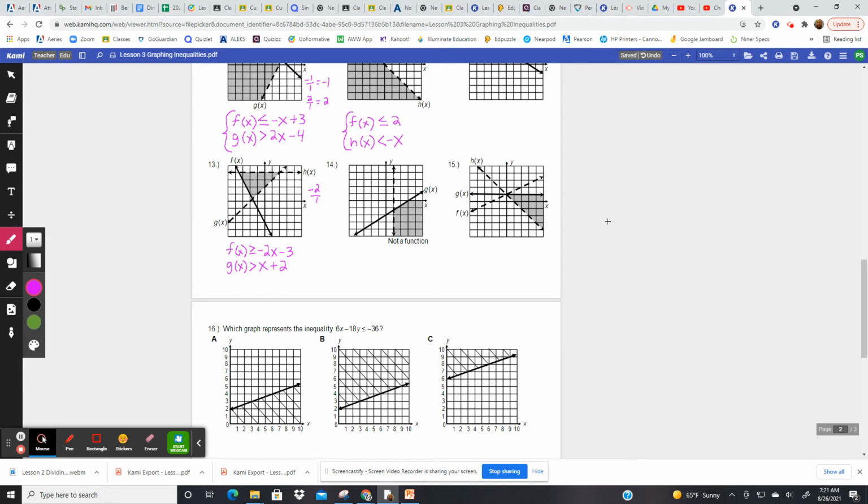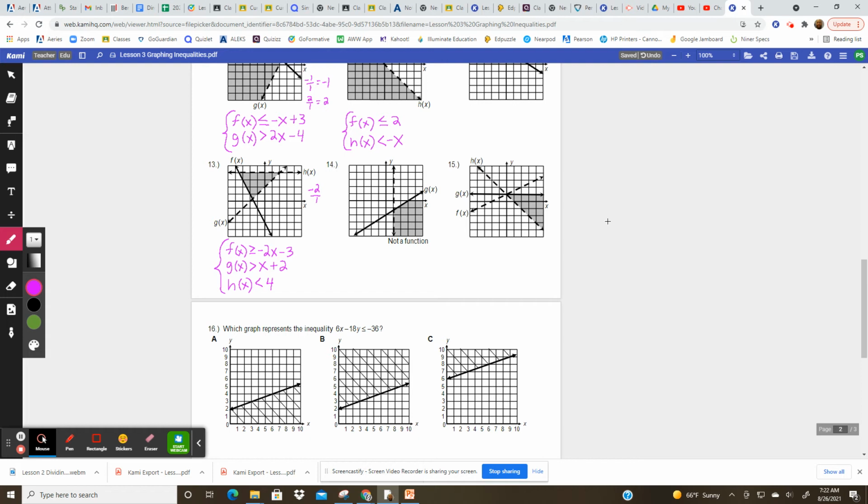And then we have ourselves a constant function. I like that. So h of x is shaded underneath. And it's a dashed line, so it's less than. And it goes through my constant number, which is 1, 2, 3, 4. Okay, so my y value is always 4. And there it is. So really, I mean, it's not hard at all.